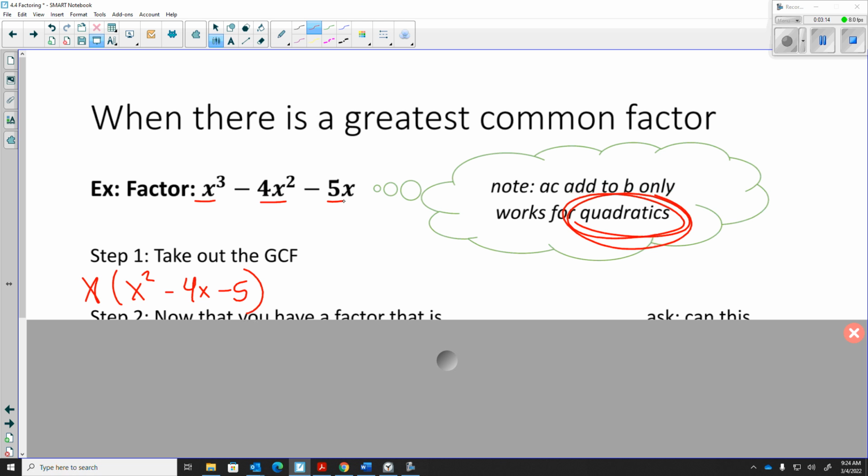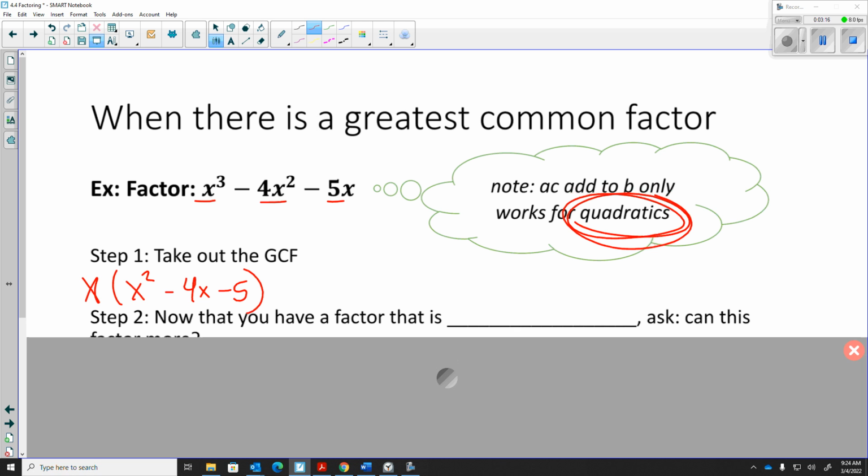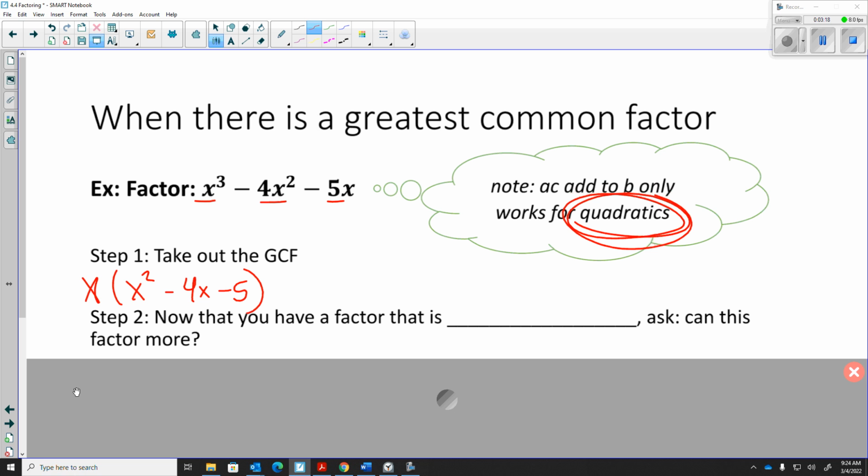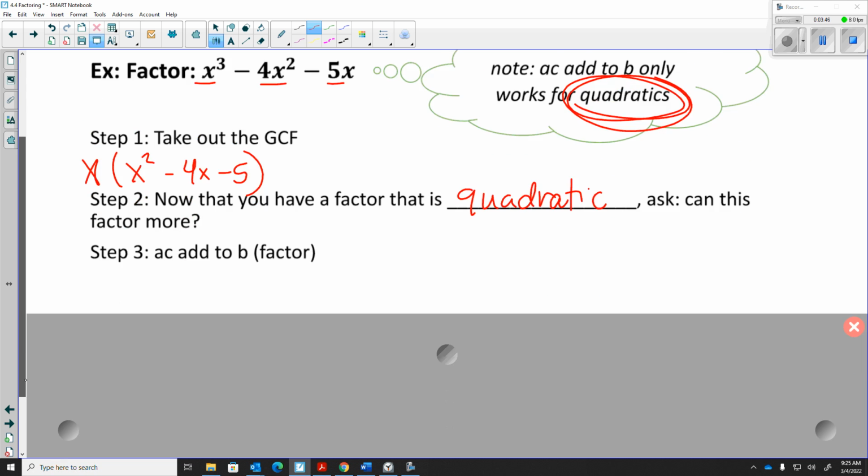Okay. Well, now that we have taken out the GCF, we want to ask ourselves the question, now that you have a factor that is what? You just said it. What is this thing now? It's quadratic. And we know how to factor that. You want to ask yourself, can that thing factor anymore? So it's like I'm ignoring the thing in front. I'm ignoring the x. I'm just looking at what's inside of here. It's quadratic. I'm asking myself, can that thing factor?